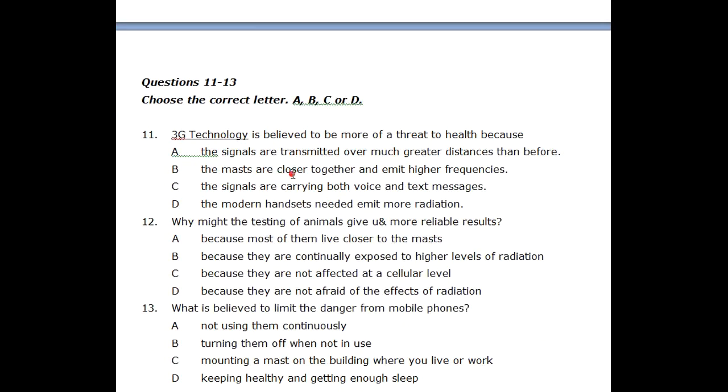The masts are closer together and emit higher frequency. Yes, perhaps. The signals are carrying both. No. The modern handset internet. No. So the answer is B, and it was clear, right?